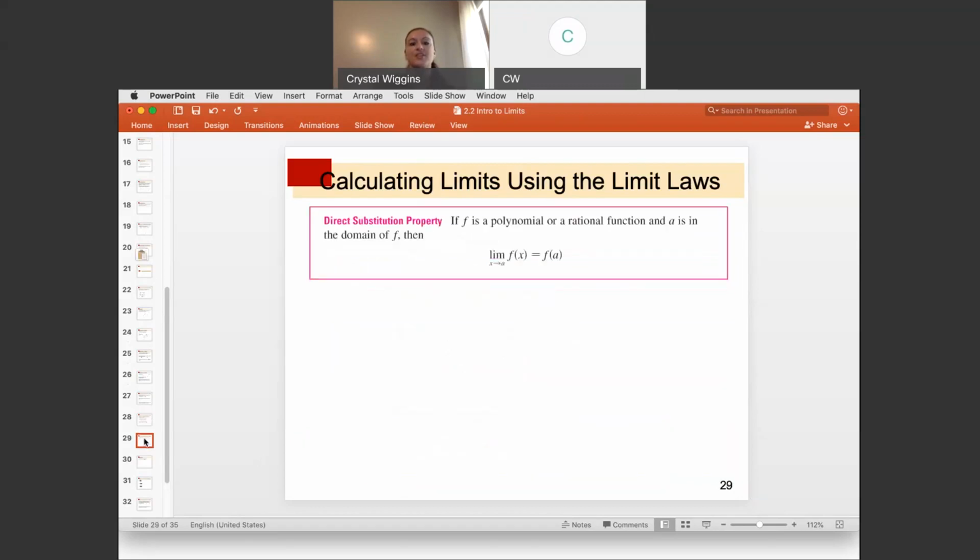Keep that in mind. Direct substitution property. If f is a polynomial or rational function and a is in the domain of f, then you should be able to conclude that the limit as x approaches a of the function will be equal to the y value if you direct substitute the a in.